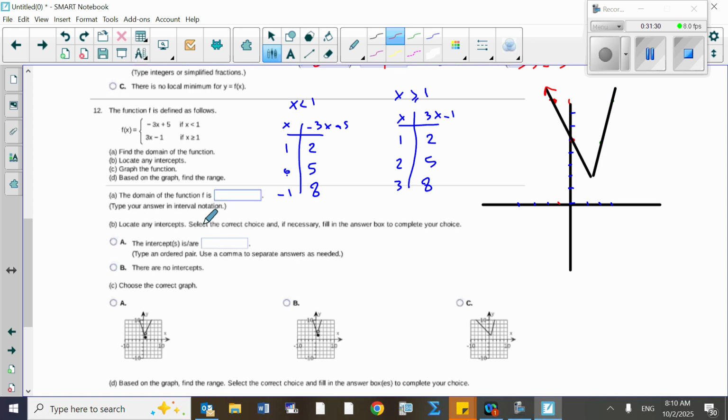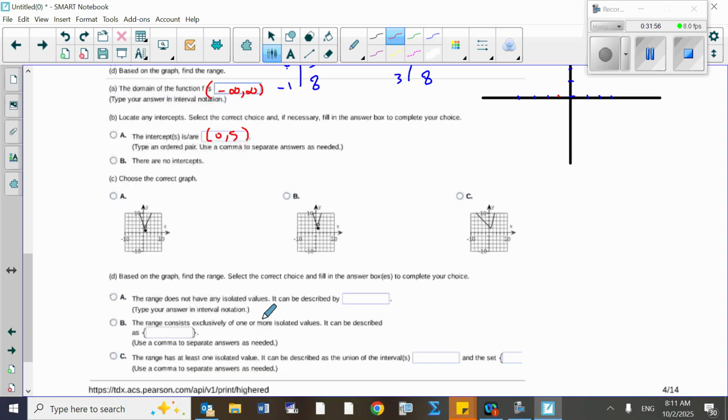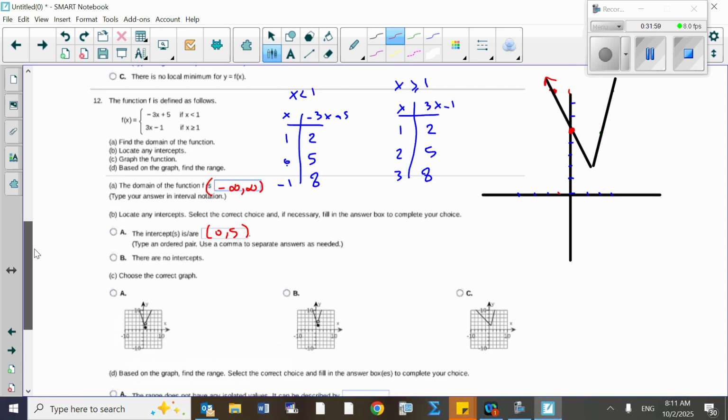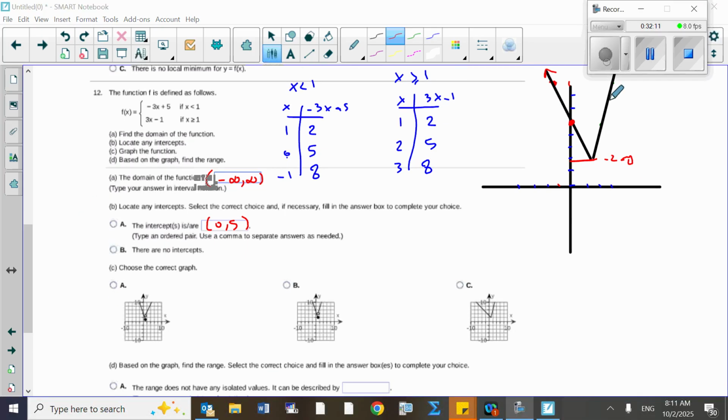And now, what is the domain? As you move from left to the right on the graph, you see that every x value is covered. So this will be negative infinity to infinity. What is the intercept? We have only one intercept, that is here, and that's 0 and 5. So this is 0 and 5. That's the y-intercept. And now it's asking what is the range of the function. As you see, the range of the function is from bottom to top. It starts from this point, which is at y equal to 2, and goes to infinity. So your range will be 2 to infinity. I apologize, it is 2 to infinity.